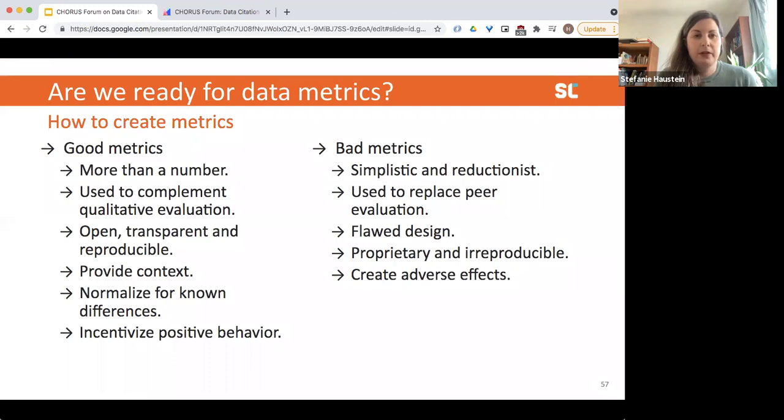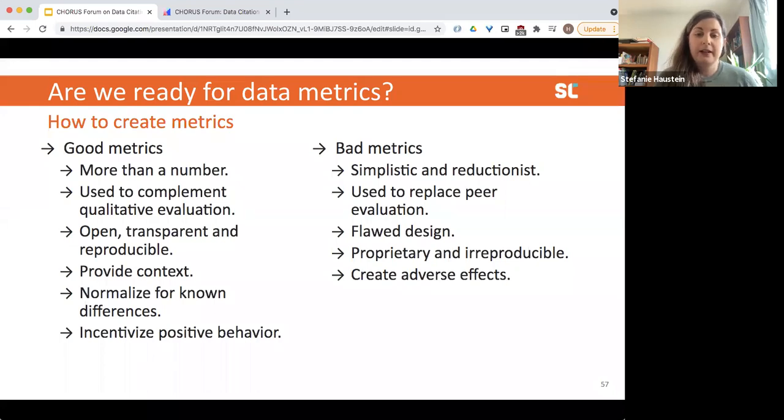So I'm somebody coming from a bibliometrics background. So we use and design metrics, and just simply put together here some bullet points about what makes a good metric and what makes a bad metric. And obviously, we all want to avoid creating bad data citation metrics, because they create adverse effects. And we have seen this a lot before in bibliometrics. So if we're looking at the more traditional citation metrics that focus on articles or journals, we know, for example, that they are very simplistic and reductionist. They are often flawed in design. So for example, if we take the h-index, the whole formula doesn't make any sense as an indicator, but also we know the history of the impact factor.